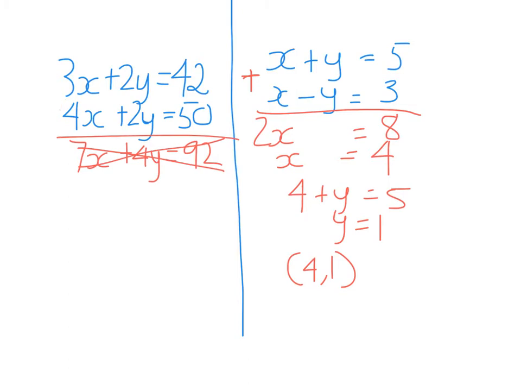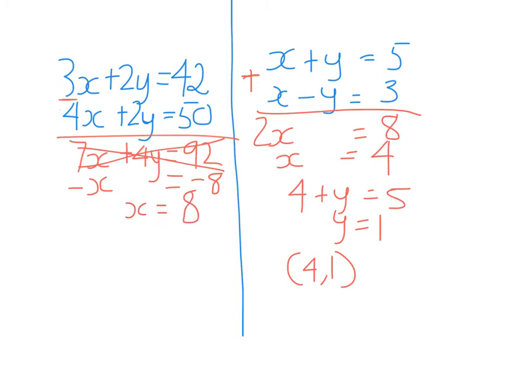It didn't really help. But what about, instead of this, I'm actually going to subtract the 2 equations. So how about I subtract this bottom equation from the top? So I go 3x minus 4x, it gives me minus x or minus 1x. 2y minus 2y gives me 0. 42 minus 50 gives me minus 8. Now I've got an equation that's easy to solve. Minus x equals minus 8. I just get x equals 8.